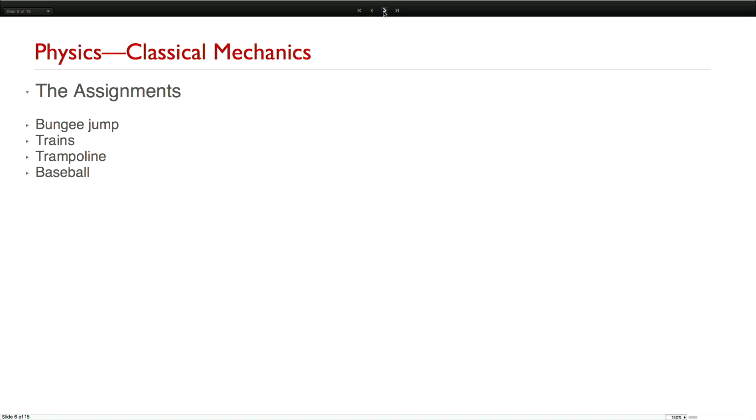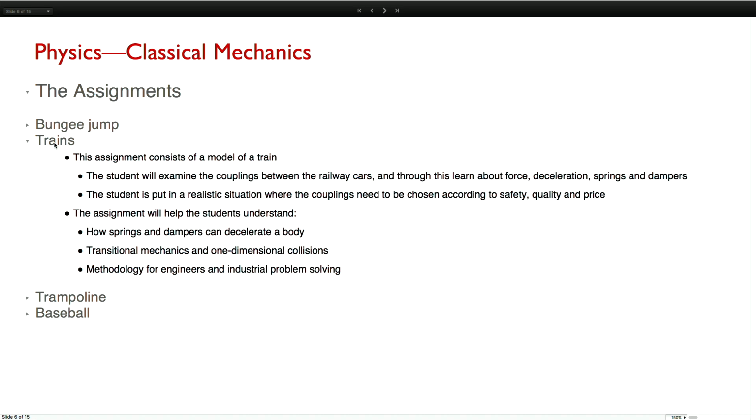Okay, so she worked with 4 different examples. 1 bungee jump, which I will go into soon, so I'm not talking more about it now, but then a bit about trains, 1 on trampoline, and 1 on baseball.